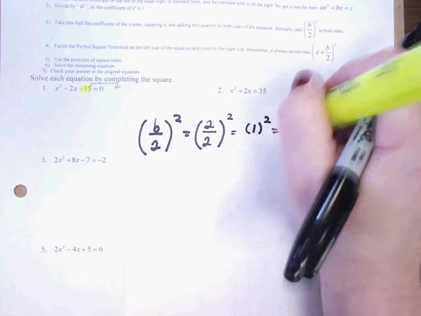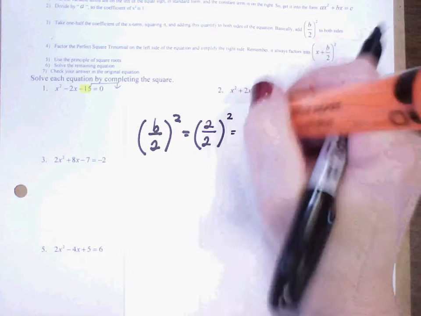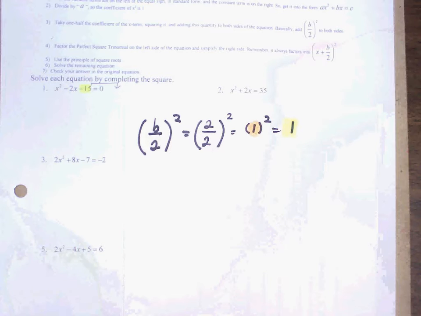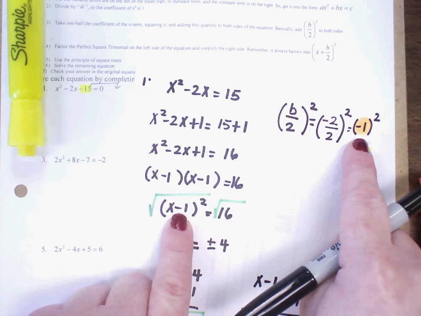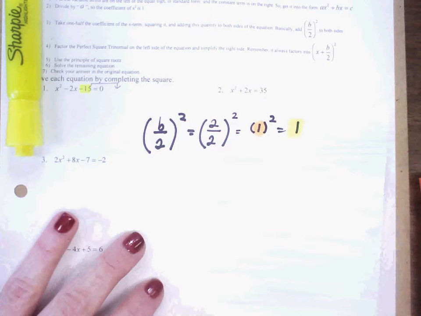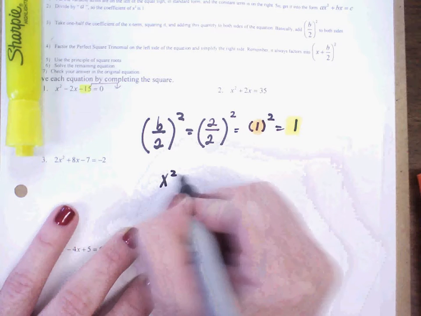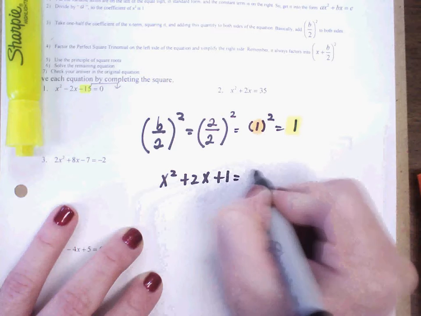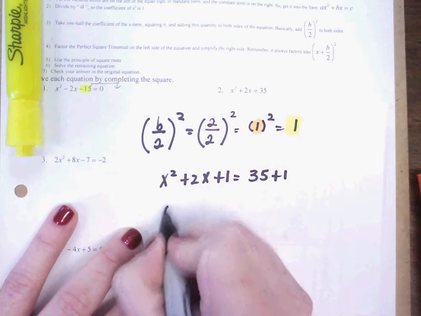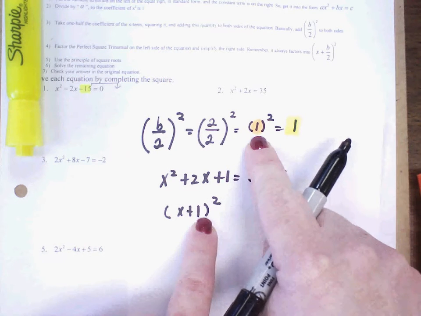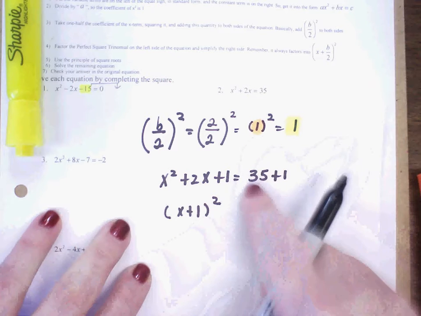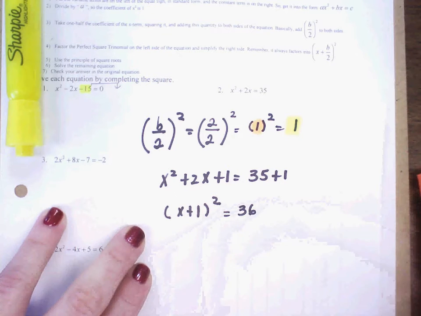Yay? So again, this is the number that you're going to add. That's the number that you're going to use to factor. Right? Wasn't this the number that I used to factor? Minus 1 minus 1? Yes? All right. So then this becomes x squared plus 2x plus 1, and then 35 plus 1. This is x plus 1 squared. I use that number to factor. Yay? And 35 plus 1 equals 36.